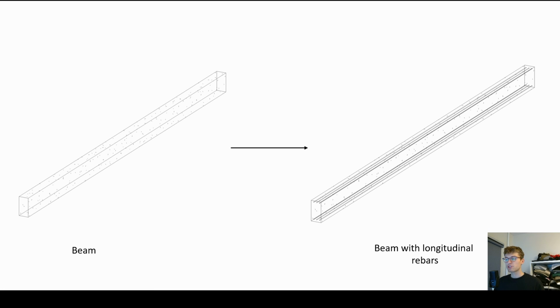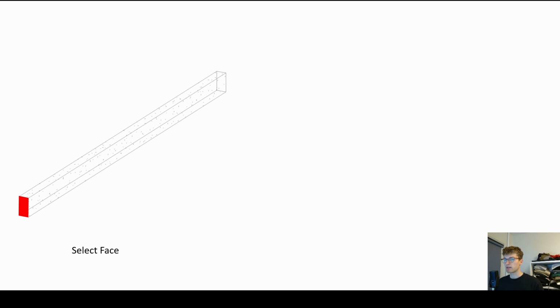Alright, so before we jump right into Dynamo and start scripting, I just want to break down the geometry transformation that we're going to do in Dynamo because it's not going to be simple. So first off, our input is basically a beam, and our output should be that we want to optimize the longitudinal rebar creation with Dynamo. So what you can see here on the right. So how do we start actually? We are first going to start by selecting a front face.